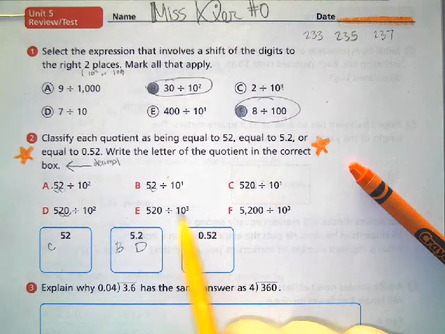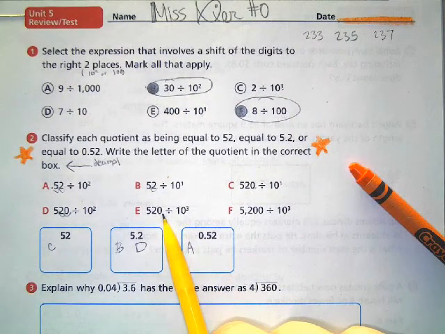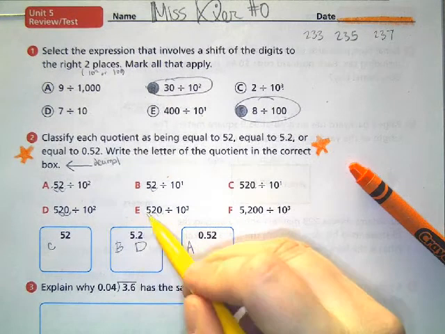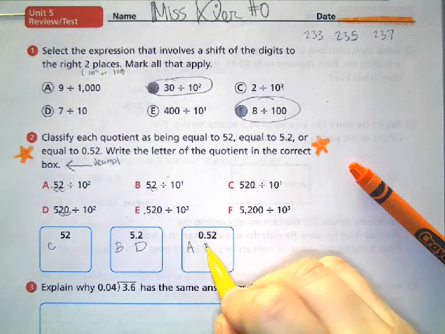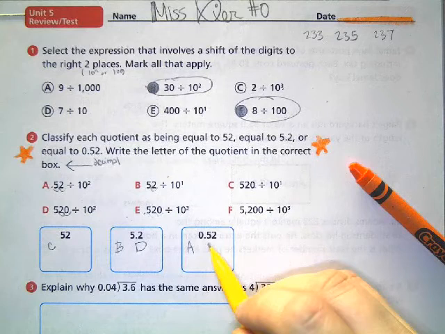Okay, letter E. I move it 3 places to the left. The decimal is at the end of 520, and I move it 3 places to the left, meaning it becomes 0.52. And so that belongs in the third box. The letter E belongs in the third box.